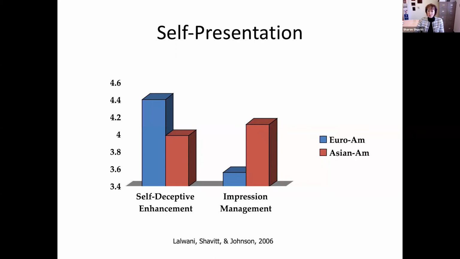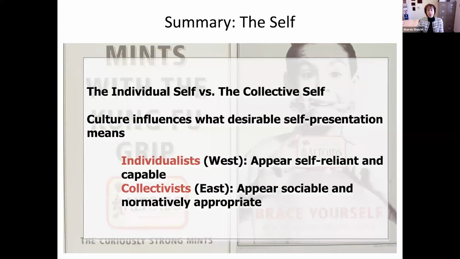There was a pretty substantial difference. All these differences are statistically significant, but there was a pretty substantial difference in how much Asian Americans tried to engage in impression management in their responding relative to European Americans. So what we learn from these kinds of data is that everyone is trying to present themselves in a positive way, but how they might go about doing that and what they think reflects well on them is going to vary by their cultural background or their national culture.